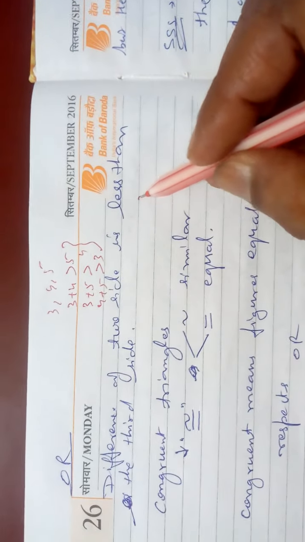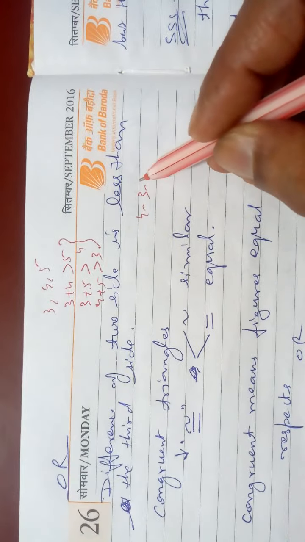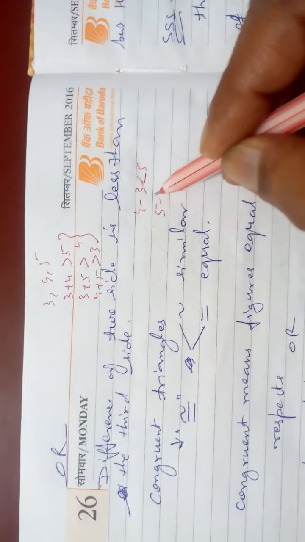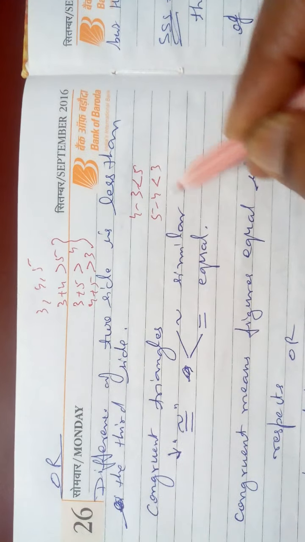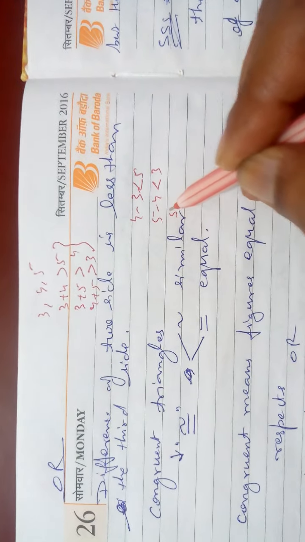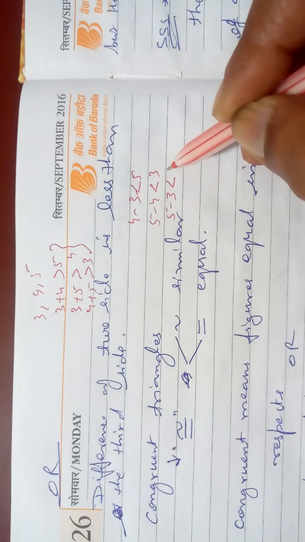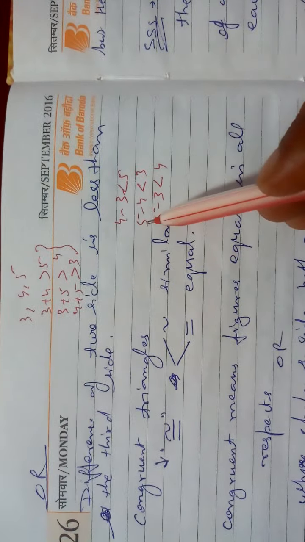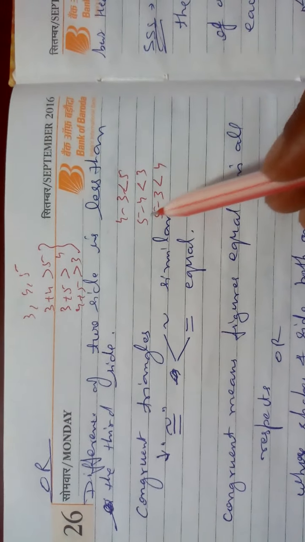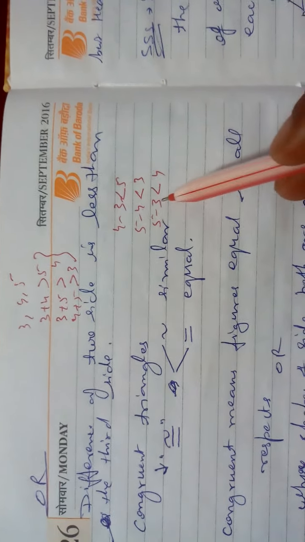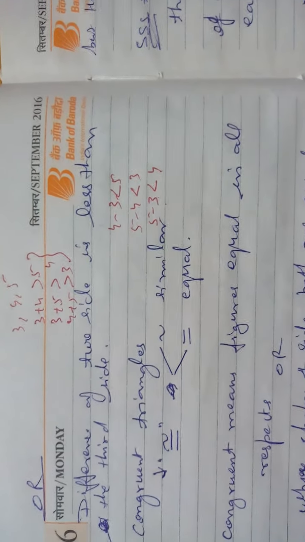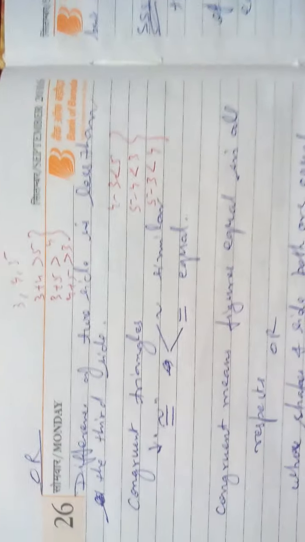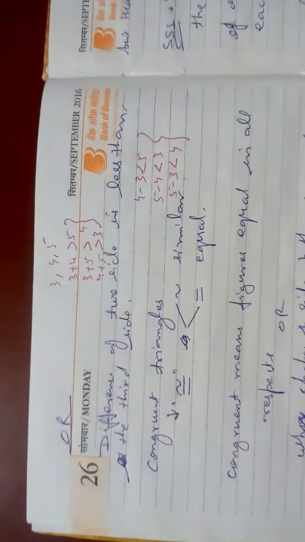In the case of differences, 4 minus 3 is less than 5, 5 minus 4 is less than 3, and 5 minus 3 is less than 4. You can see 4 minus 3 is 1, 5 minus 4 is 1, less than 3, and 5 minus 3 is 2, which is less than 4. Only if all three conditions are satisfied is a triangle possible, otherwise not.